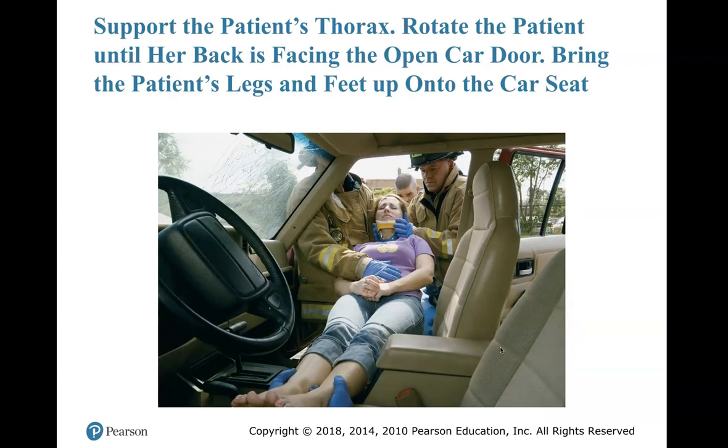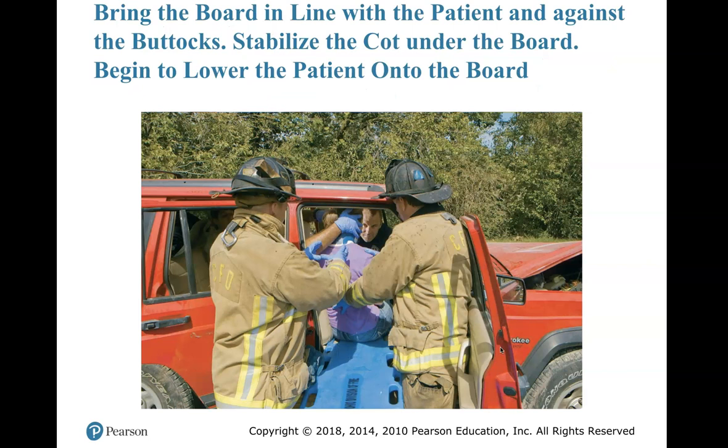Support the patient's thorax. Rotate the patient until her back is facing the open car door. Bring the patient's legs and feet up onto the car seat. They're going out upper body first onto that backboard. This is your rapid extrication. Bring the board in line with the patient and against the buttocks. Stabilize the cot under the board. Begin to lower the patient onto the board.